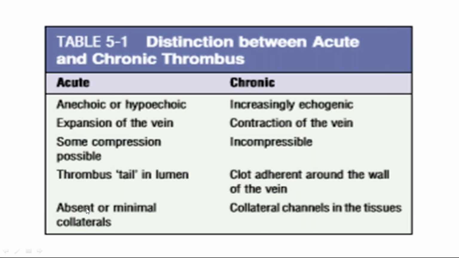So in acute stages very little collaterals are formed, or we may not appreciate the collateral formation. In chronic stages we may see collateral formation. So in chronic stages we can see increasing echogenicity, contraction of the vein, and incompressibility, and the clot adherent all over the vein, and collaterals are seen in the tissue.